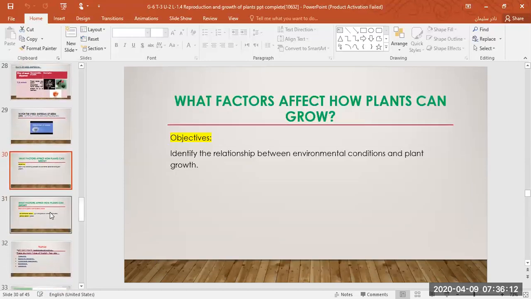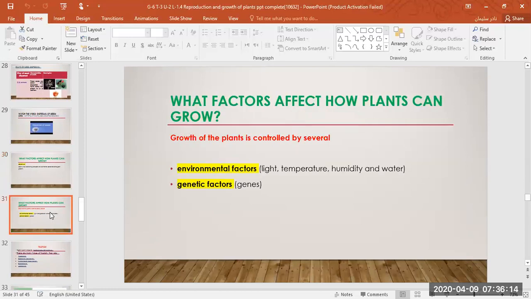Now the last part of the lesson is about the factors that affect the growth of the plants. Not all plants grow the same way. Not all plants are able to grow in a correct and normal way. This is controlled by environmental factors and by genetic factors. So the growth of the plants is controlled by these two different factors.